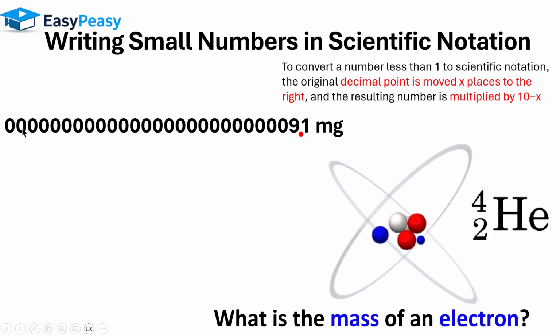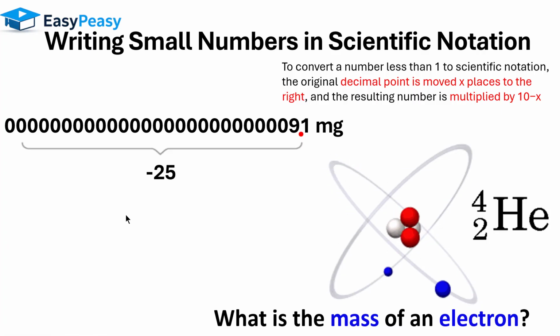Let's count. 1, 2, 3, 4, 5, 6, 7, 8, 9, 10, 11, 12, 13, 14, 15, 16, 17, 18, 19, 20, 21, 22, 23, 24, and 25. So how many places did the decimal point jump? It jumped 25 places.